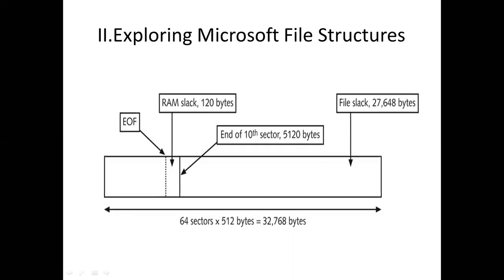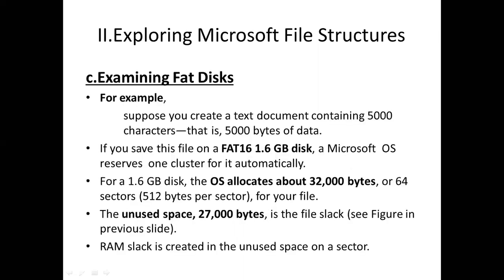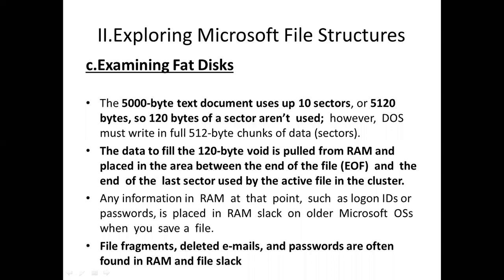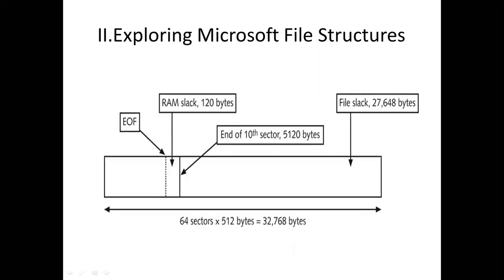So initially what happens, the 5,000 byte text document uses only 10 sectors. So 512 is for one sector. So for 10 sectors, it will be 5,120, out of which 5,000 we are using to write the text document. And so we have a balance of 120 bytes left here.